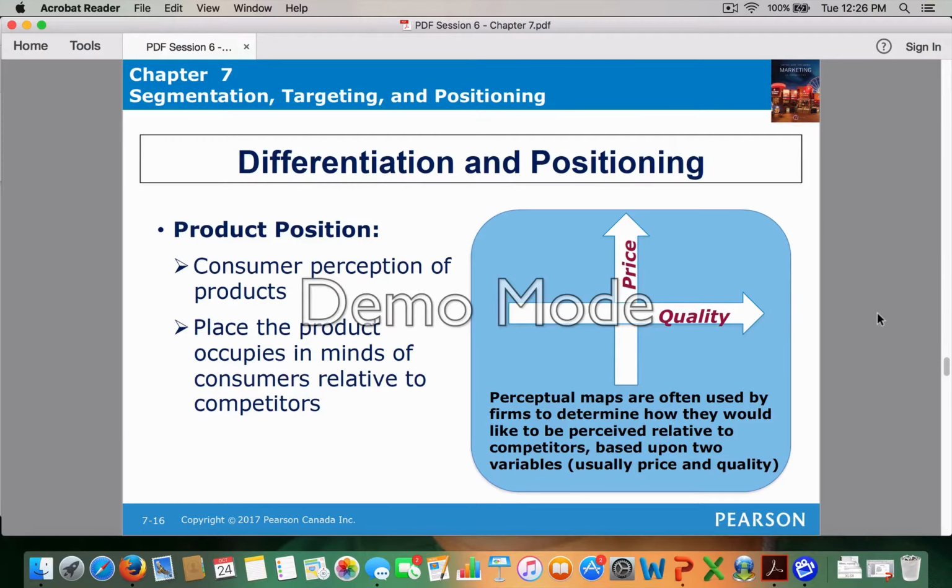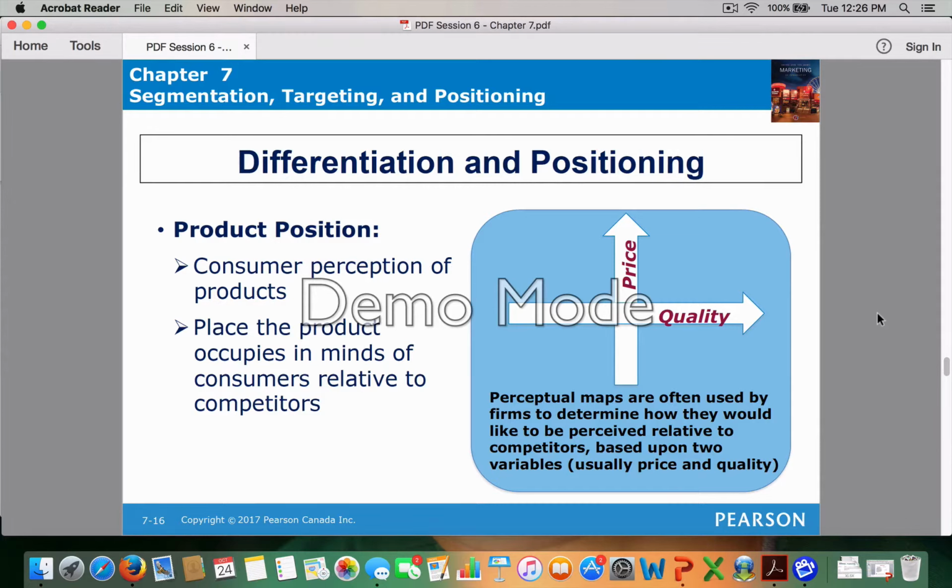The last concept I want to talk about in this video series is differentiation and positioning. So, a product position is the place that a product occupies in the minds of consumers relative to other competitors in your industry. So, for example, is your product or brand considered the trendy one, the fashionable one, the cheap one, the innovative one, the convenient one, the best quality one in your product category?